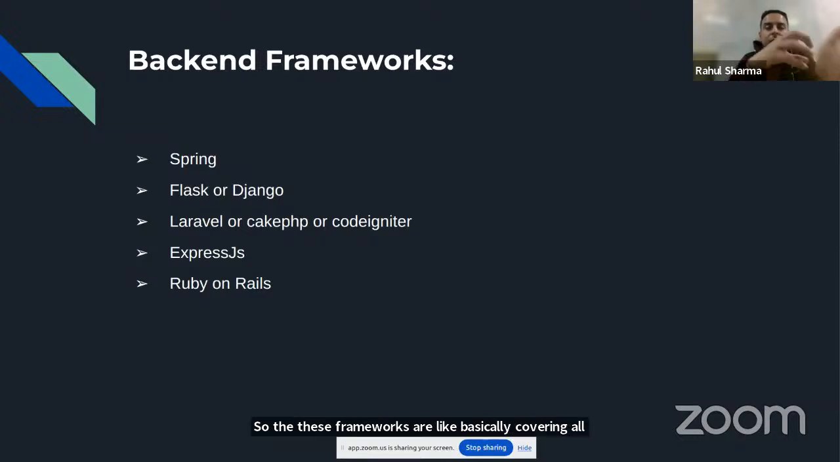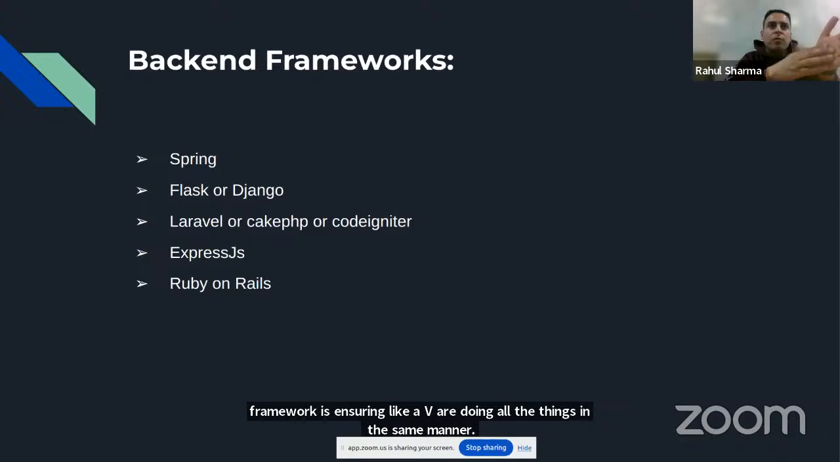Whenever we are building an API, we'll be requiring a controller, service, and DAO layer, that is the data access object layer. So this framework ensures we are doing all the things in the same manner, rather than breaking the principles of making an API.